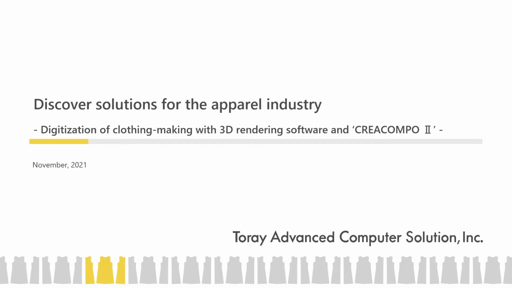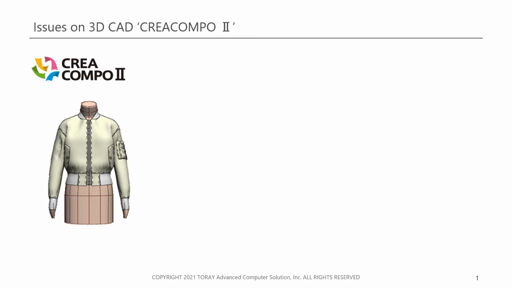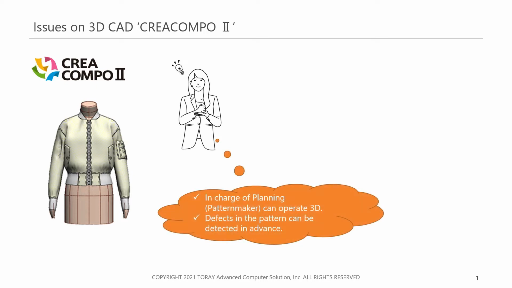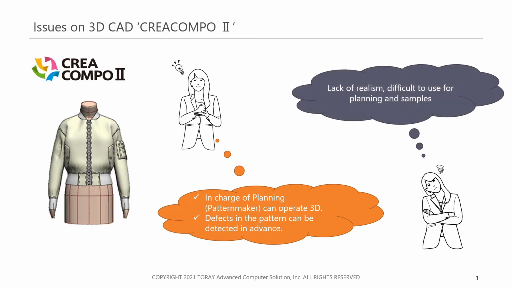We will show you how to use the rendering software to digitize clothing making. Our 3D CAD is used for planning and design in the apparel industry. We have received many positive comments from pattern makers. However, we also receive comments such as lack of realism. The weakness of our 3D CAD is that it cannot output realistic, photographic quality images.